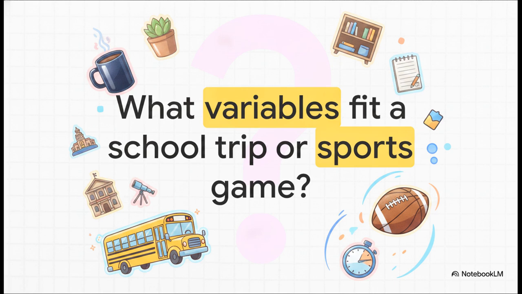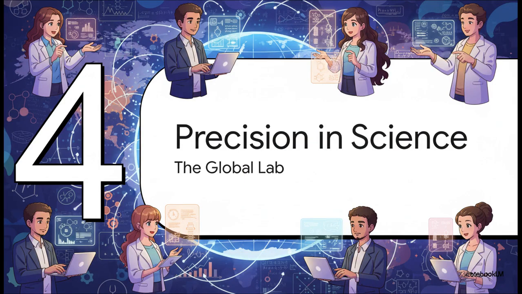What about a common sports game, like football or basketball? Try to identify the variables in a sports game model. What are the key elements you keep, and what details do you throw out? Which brings us to Section 4, precision in the global lab.